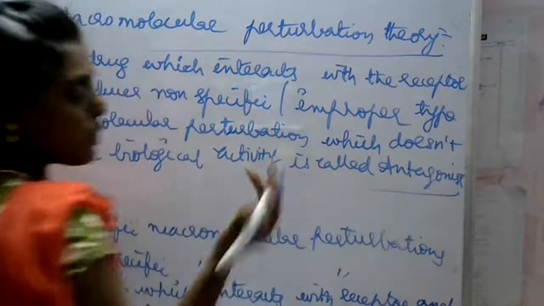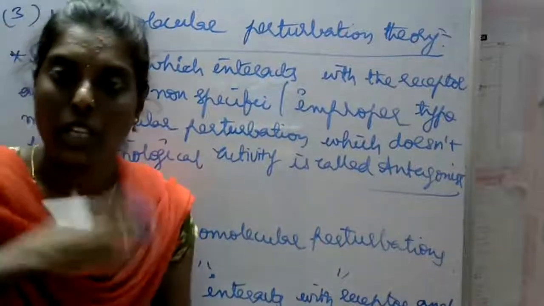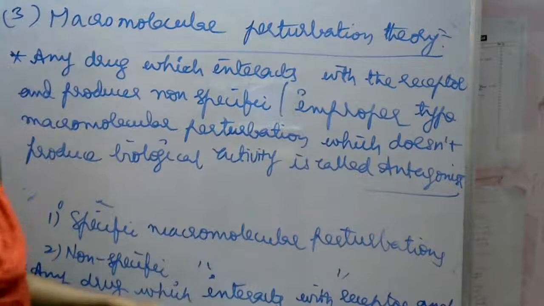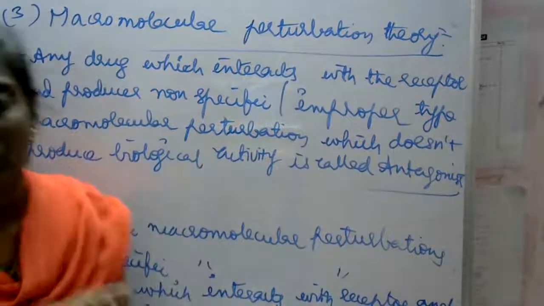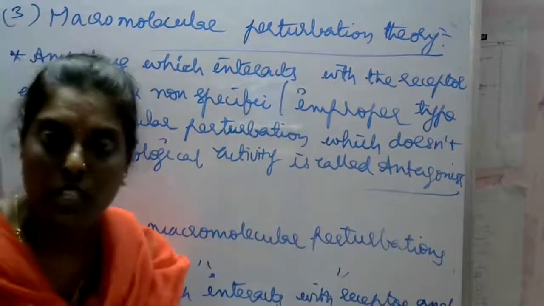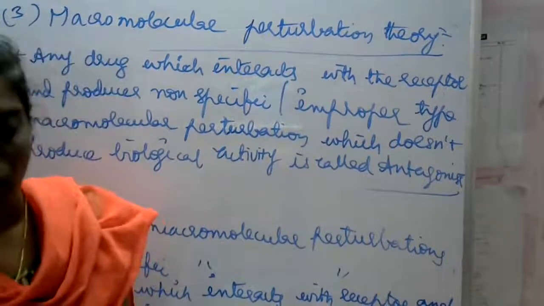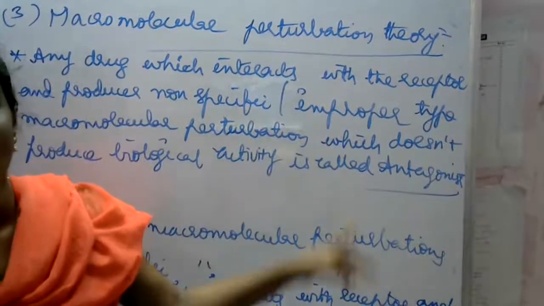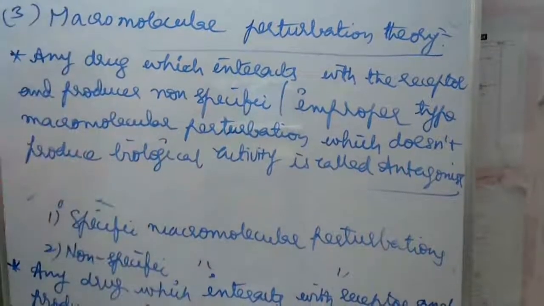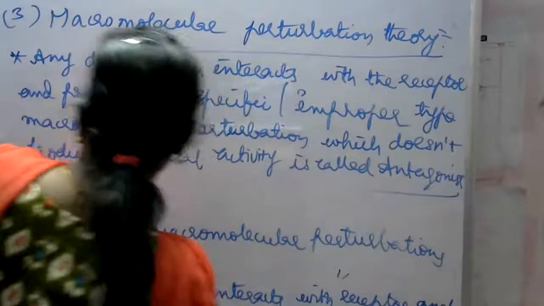Simply, which will give the conformational changes or specific type of macromolecular perturbation is called an agonist. An antagonist produces non-specific or improper type of macromolecular perturbation. Okay, and let's see the partial agonist.